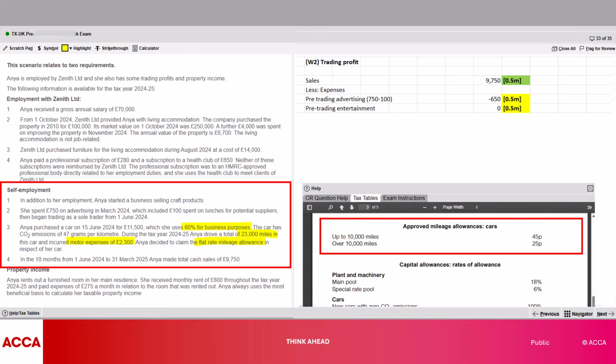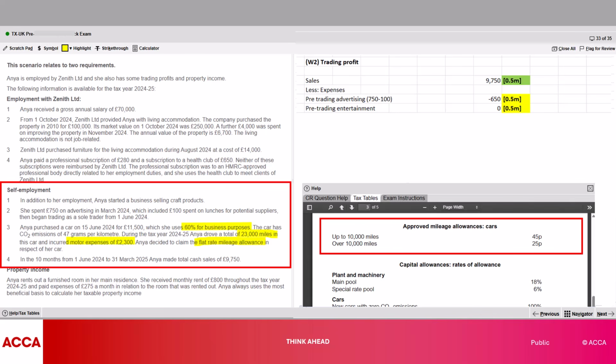Then we have some motor expenses. Now there's quite a lot of information here, and some of this is relevant for part B. She bought a car which she's using partly for business, and we've got details about the emissions, the miles, we've got her motor expenses, and it says, so this is the important bit, that she decided to claim the flat rate mileage allowance. And in the tax tables, I've just popped those up here. You can claim 45 pence per business mile up to 10,000 miles, 25% above that.